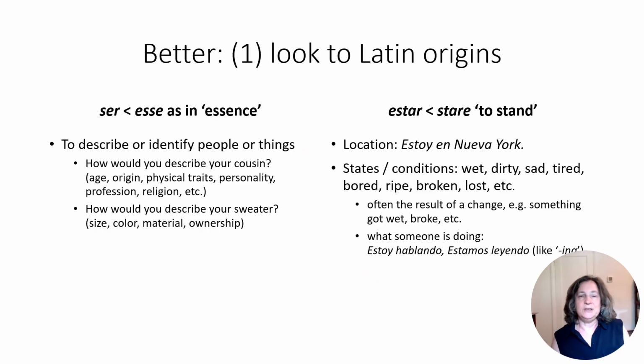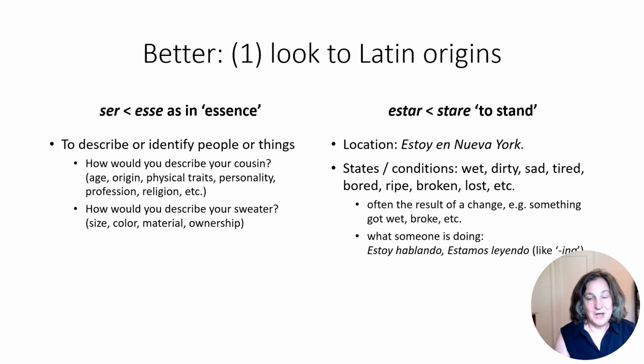Instead, I recommend that you primarily look to the Latin origins of these words, and you don't have to know Latin. So the verb ser comes from the Latin verb esse, to be, and that's like English essence. So we use ser to describe or identify the essence of a person or a thing. If you're talking about a person, their age, origin, physical traits, personality, profession, religion, etc., that's part of who they are, their essence. Or if you're talking about a thing, it might be size, color, material, ownership, who owns it. Again, that is the essence of the object.